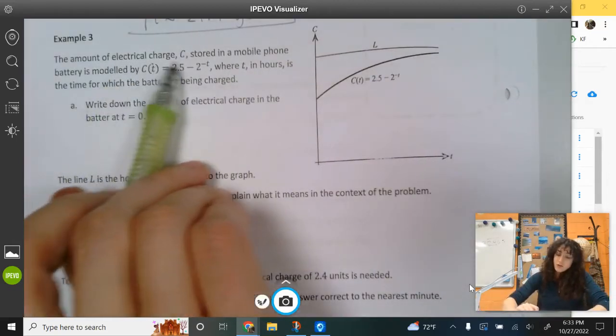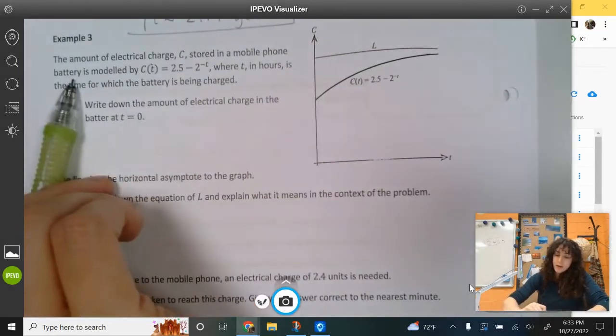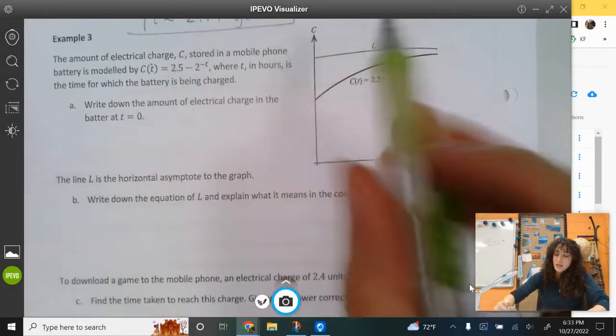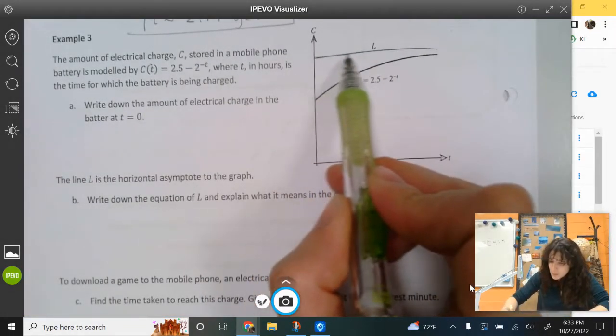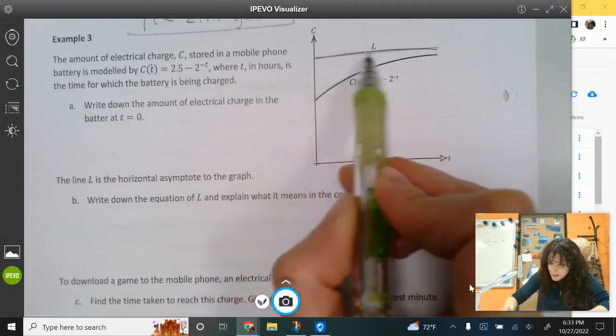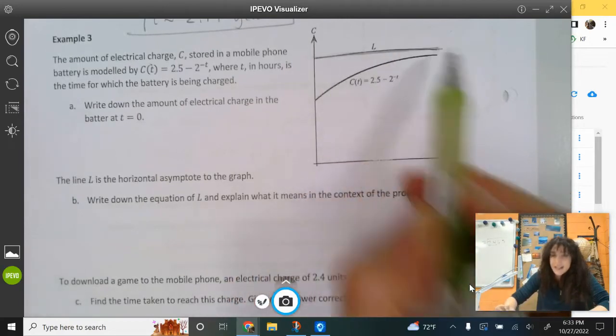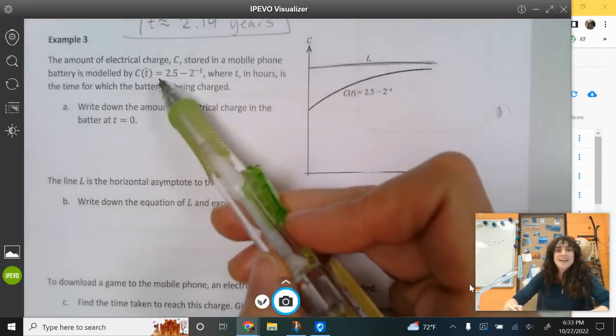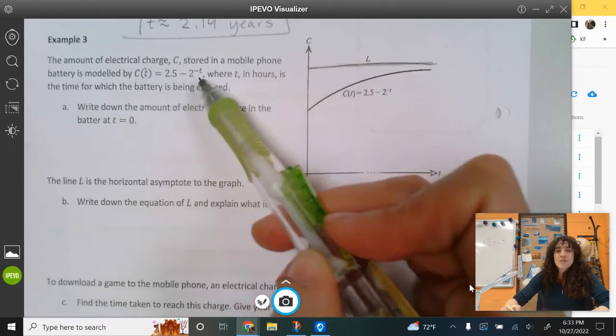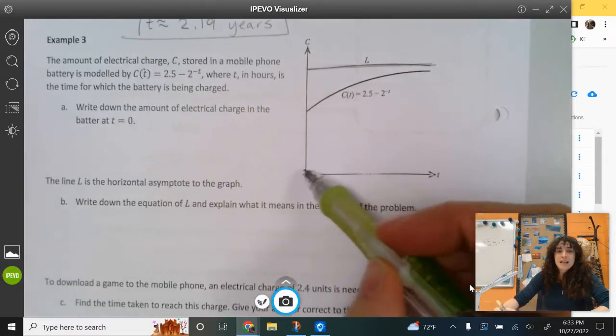The amount of electrical charge C stored in a mobile phone battery is modeled by this equation right here. We can see that it's increasing. When I took this picture from the textbook, it kind of bent the page a little bit, but that is supposed to be like an actual line. So sorry. So here's the equation of the model where T in hours is the time in which the battery is being charged.